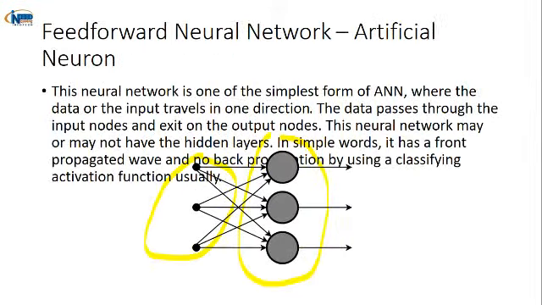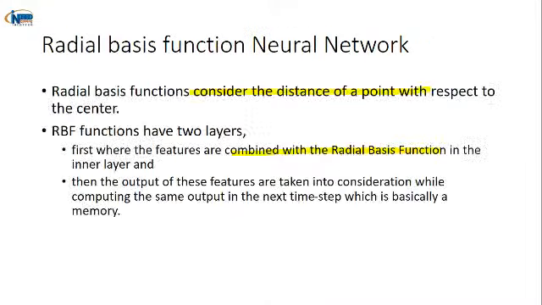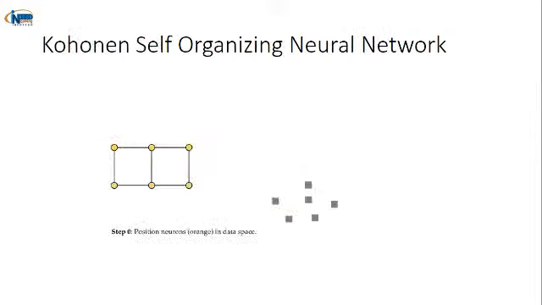In the first one, what is the difference? Input is directly given to the function, and the function gives the output. Here the radial basis function is combined with the input, and then the output features are taken into consideration while computing the same output in the next time step, which is basically a memory. What does this mean? This means that it will save the outputs for next time, so that a better experience can be given next time. Okay, fine.